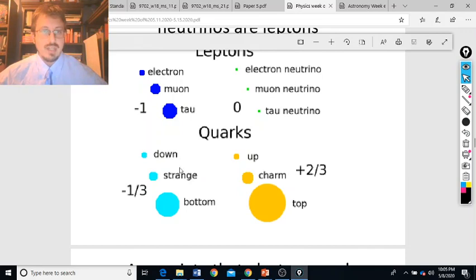of quarks: down, strange, bottom, up, charm, and top quarks, and they have the charges that you see here. So up quarks, positive 2/3, and down quarks, negative 1/3, as we talked about, but then these other ones. And it's important that you know the charges of each of these types of quarks.